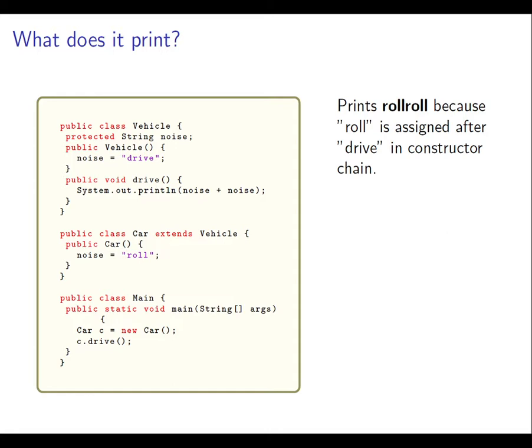So before we get to that noise equals roll line, we're going to have invoked the vehicle constructor, which sets noise to be drive, okay? But then having executed that, we come back and we set noise to be roll. Okay? So noise will be set to be roll, and then when we send the drive message to the car object, the inherited method drive will be used from vehicle, which will print that twice.